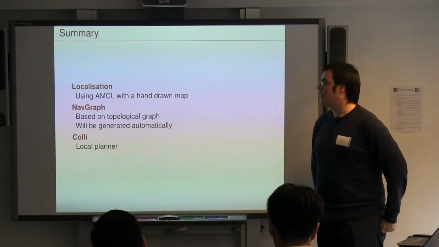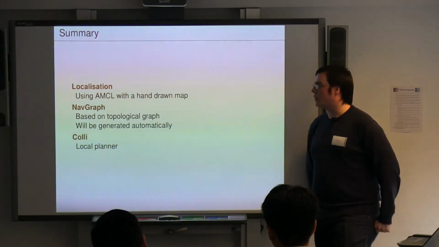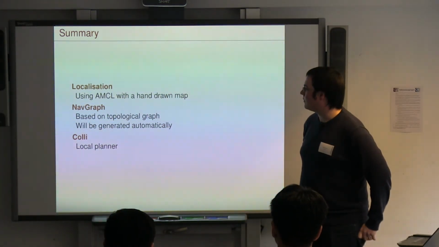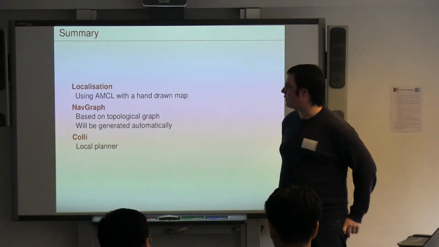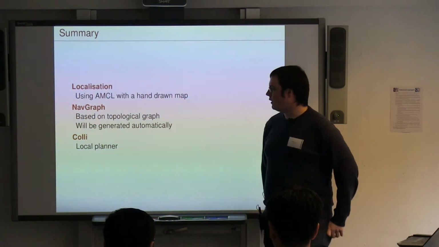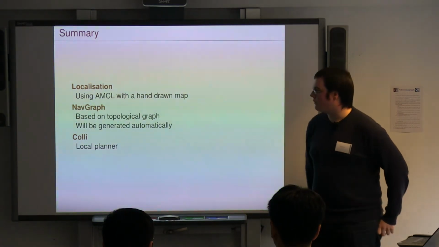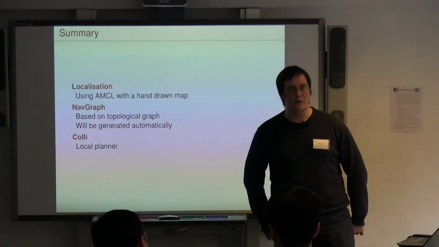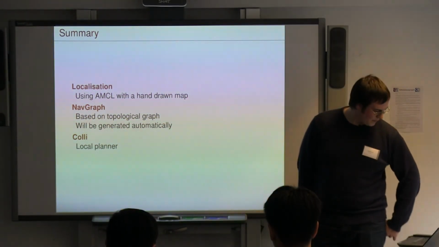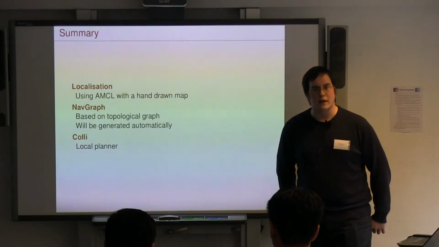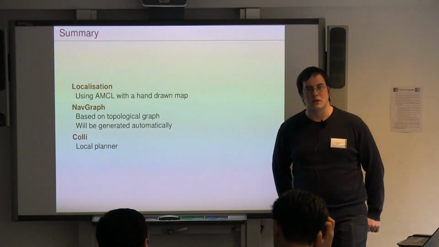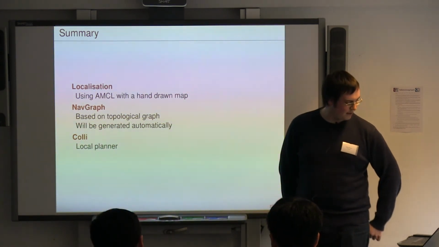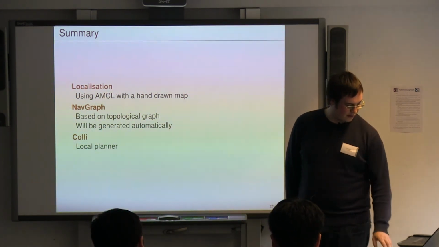As a summary, I started to talk about the localization, why it's important, and what we are using to localize ourselves within the map. I then talked about the global nav graph as a global planner, which is called nav graph in the Fawkes robotic framework, which is based on a topological graph, and since this is also generated automatically, we can adapt it to the changing playing field, and then about the local path planner.